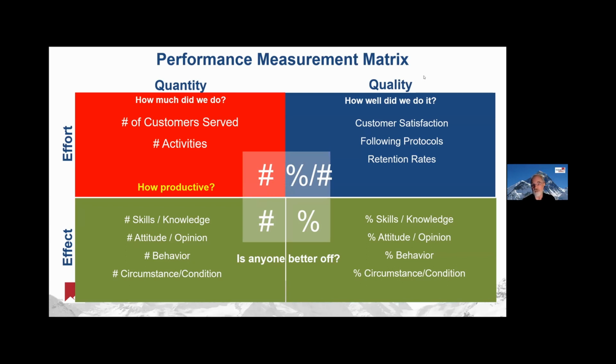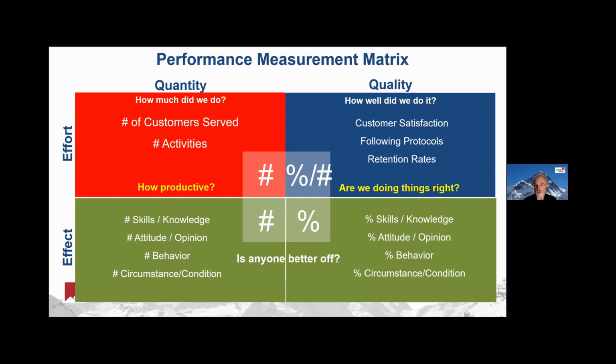And then upper right-hand quadrant, quality and effort. How well did we do it? And that tells us, are we doing things right? Customer satisfaction, following our protocols. And the most important is the retention rates. Did people stay in the program long enough to get the benefit of the program? Doesn't matter how good your program is if people don't show up. Again, we can have our vaccines. If they don't take them, it doesn't matter how effective the vaccines are.